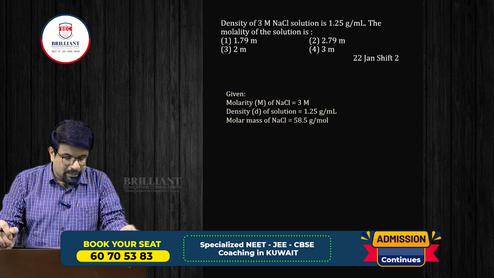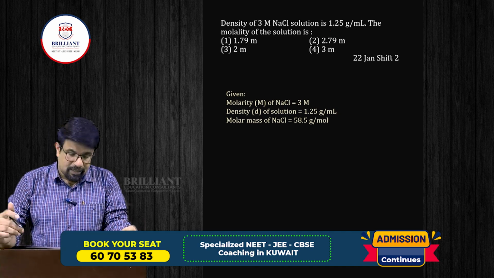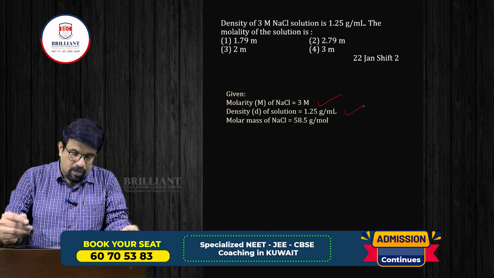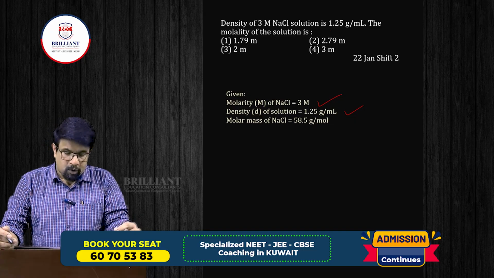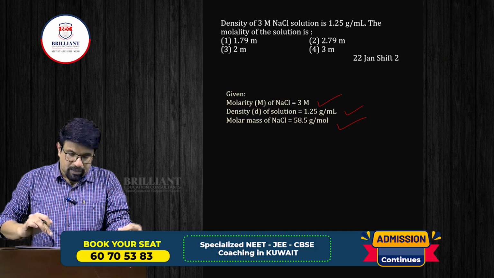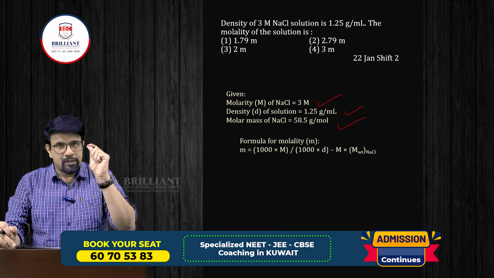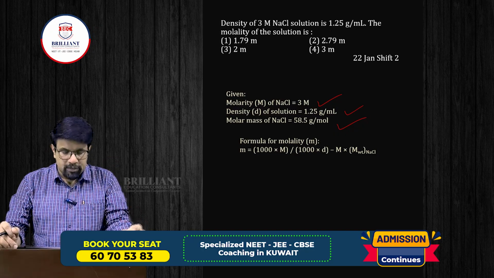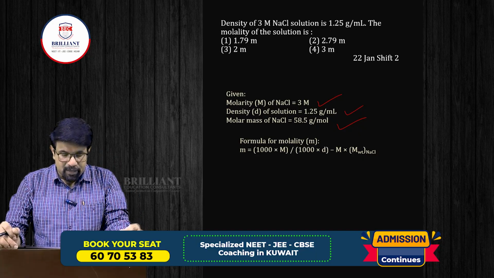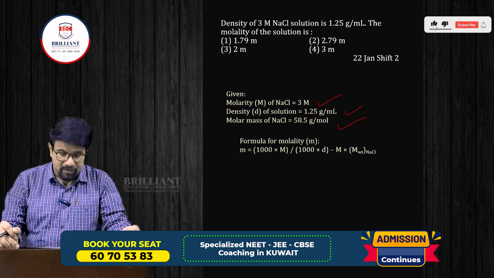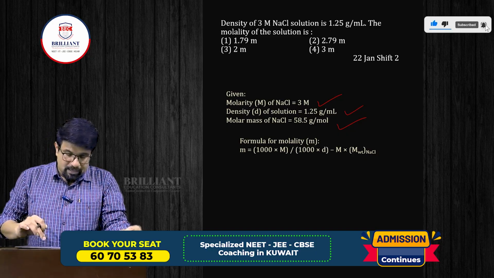Here molarity, capital M, of NaCl is 3 molar and density, small d, of the solution is 1.25. We already know the molar mass of NaCl is 58.5 gram per mole. What we have to calculate here? Here we have to calculate small m, molality, right? How can we calculate molality if molarity is given? 1000 into molarity divided by 1000 into density minus molarity into mass of the NaCl. Here they have given NaCl, that is the molecular weight of the NaCl, right?